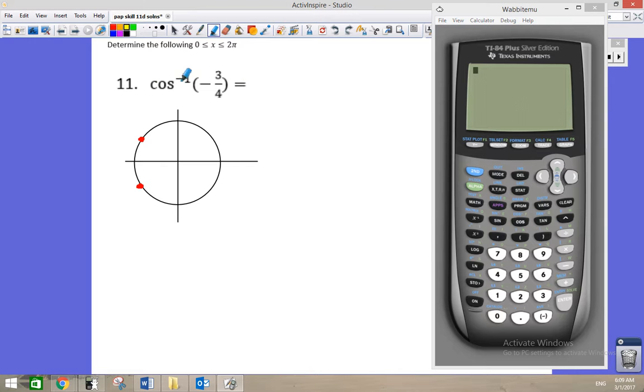The calculator is going to treat this inverse relation as a function, so it's only going to look in the upper half of this unit circle between 0 and pi. So when I take the inverse cosine of -3/4, this value that it's returning is in reference to this point that I've highlighted here.